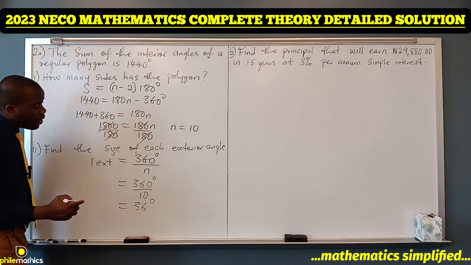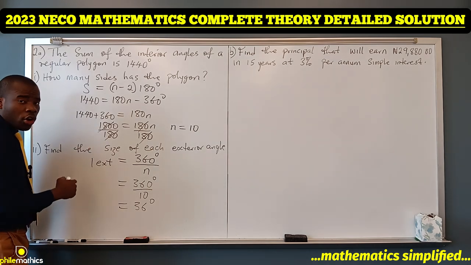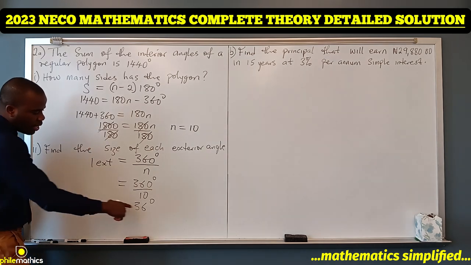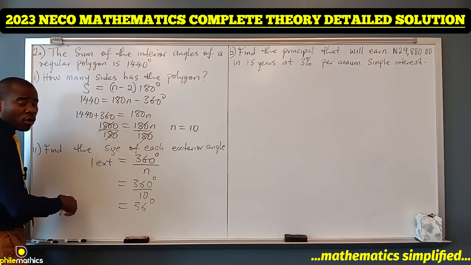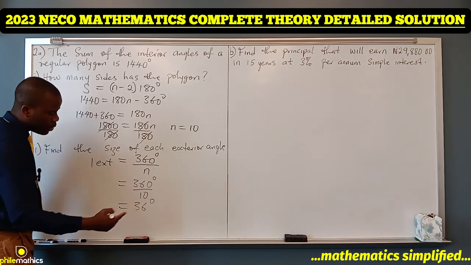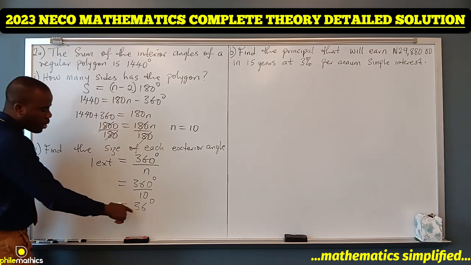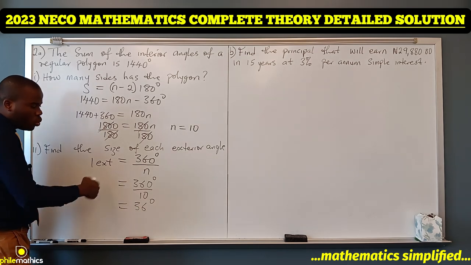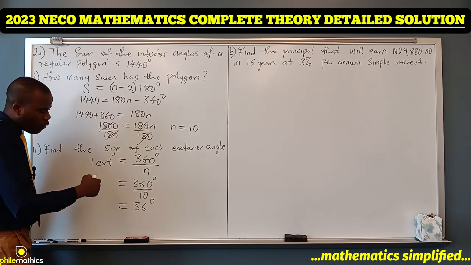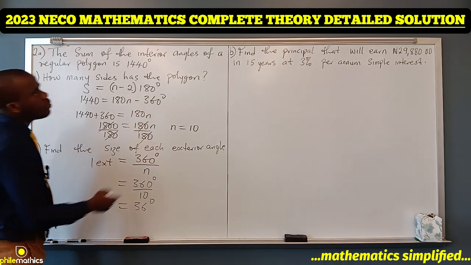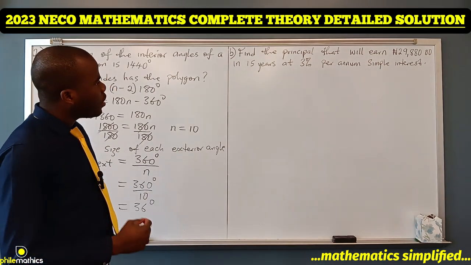If you are asked to find one interior angle, we will recall that the exterior angle and the interior angle sum up to be 180. And so for us to get one interior angle, it will be 180 minus 36 degrees, which will be 144 degrees.